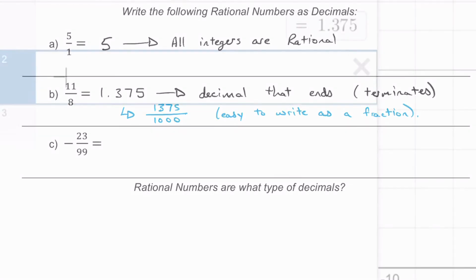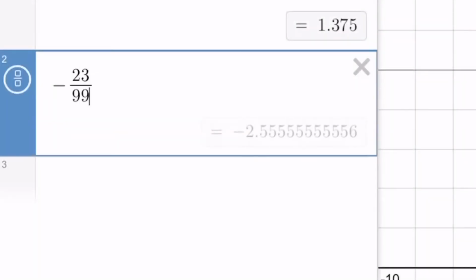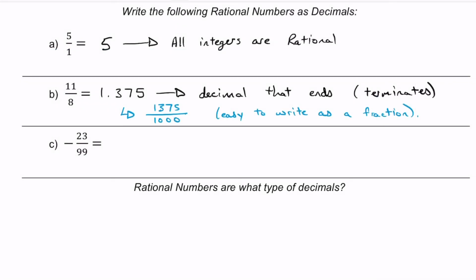To look at -23 over 99, we'll go to the calculator again, and I get -0.23232323, so it's basically a repeating decimal. This means that repeating decimals are also rational numbers. If you want to change a repeating decimal to a fraction, it's however many numbers are repeating, that's how many 9s you put it over.